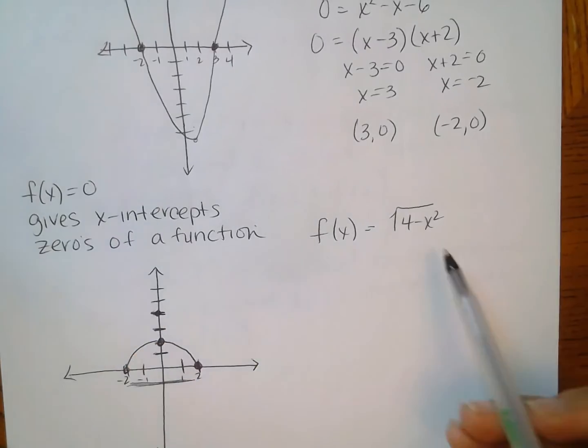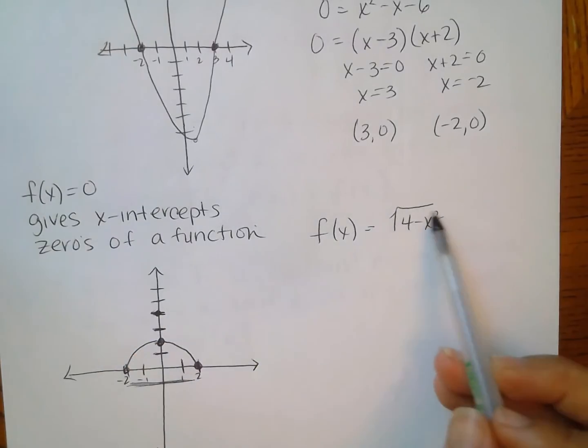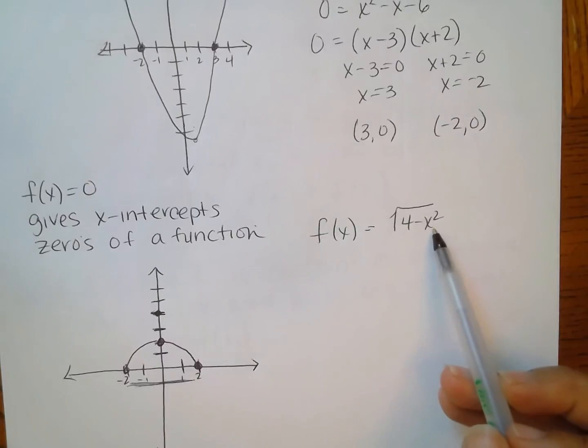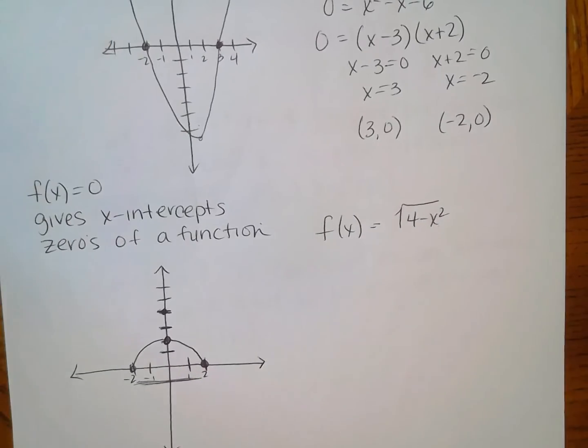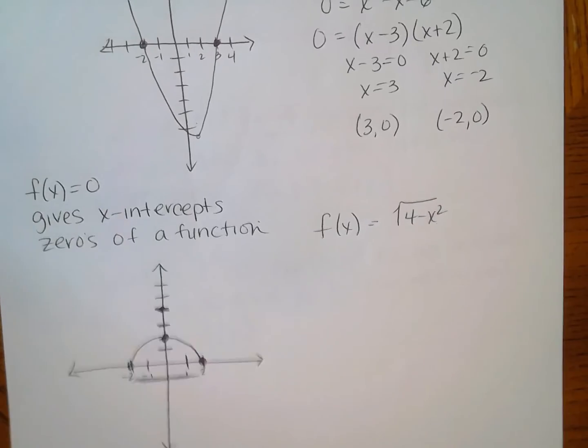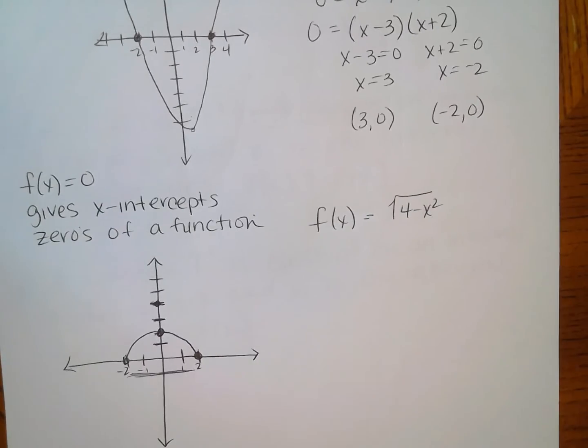Okay, so that's because I've got this underneath here, right? Anything when x is bigger than 2 or smaller than -2, I'm going to get a negative number underneath the radical. So that's why my graph is so small, because if I plugged in x is 3, which clearly isn't a point on my graph, I have 4 minus 9, which is the square root of -5, which doesn't exist in the real numbers. Okay, so that's why my graph is so small.